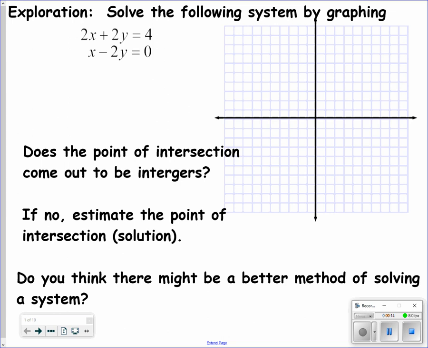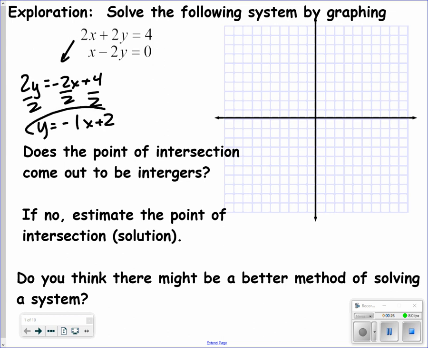So I'm going to graph the top line. I'm going to solve it. I'm going to subtract 2x and divide by 2 so that I can get the slope and the y-intercept. So the slope is -1, and the y-intercept is the point (0, 2). So (0, 2) with a slope of -1.